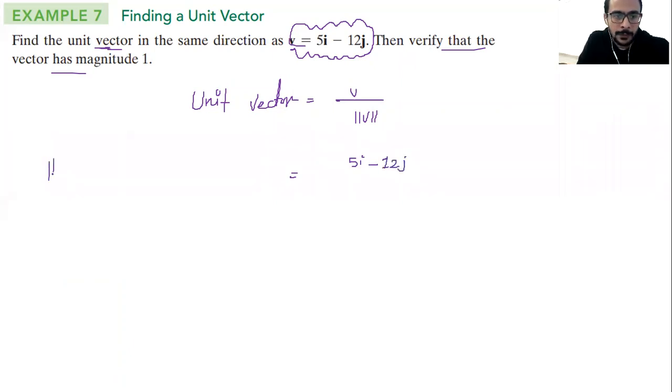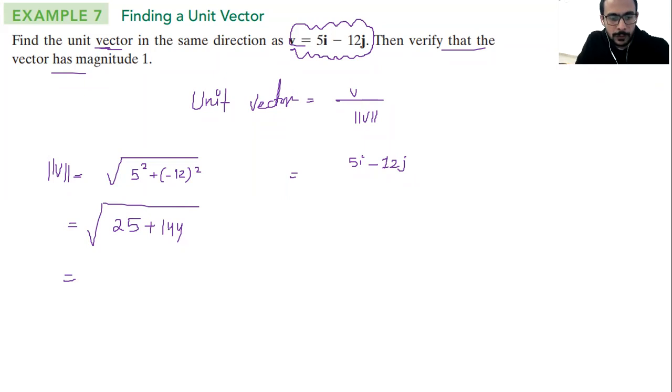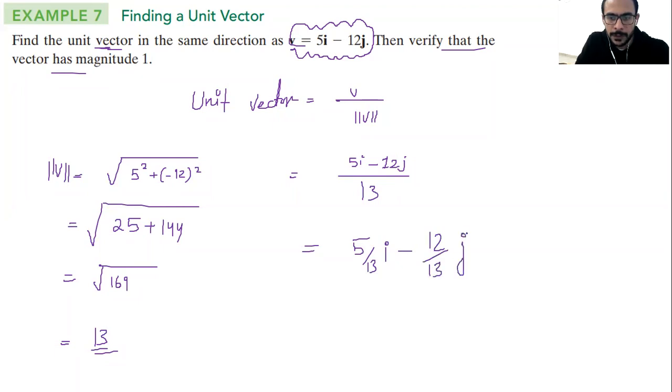And here, how to find the magnitude of v? As we said before, it's the square root of 5 squared plus negative 12 squared, which is equal to the square root of 25 plus 144. That's 169, whose root is 13. Dividing by 13, we get the unit vector 5 over 13 i minus 12 over 13 j. Then verify that the magnitude of this unit vector is 1.